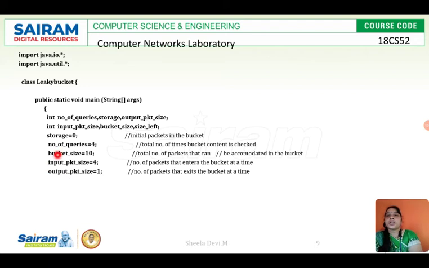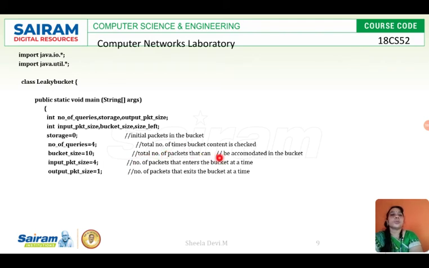Next, see here, storage is equal to 0. Initially we are keeping the packets in the bucket as 0. Nothing was stored initially. Number of queries is equal to 4. How many ticks can we do? 4 ticks. And here comes the bucket size, that is counter n, which we said is the bucket size. Bucket size is equal to 10.